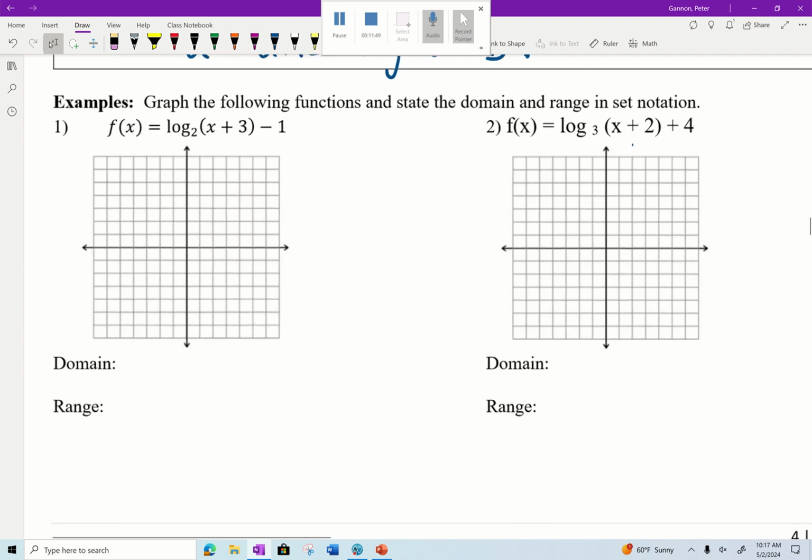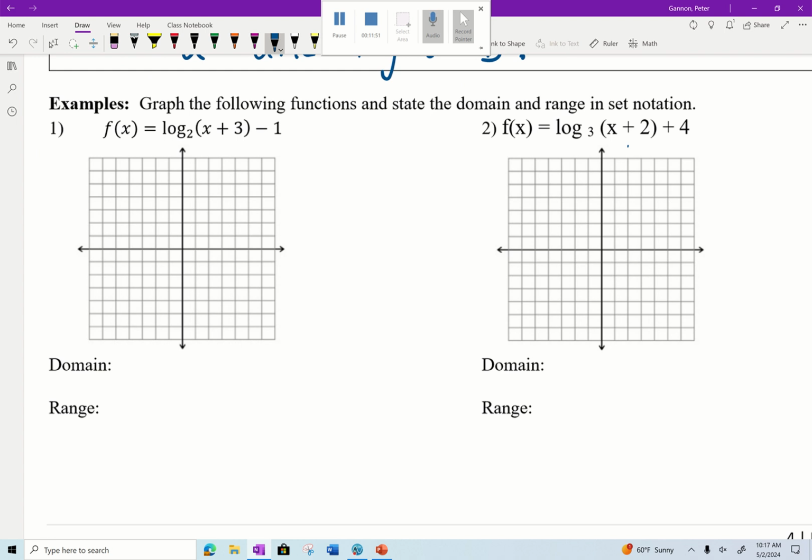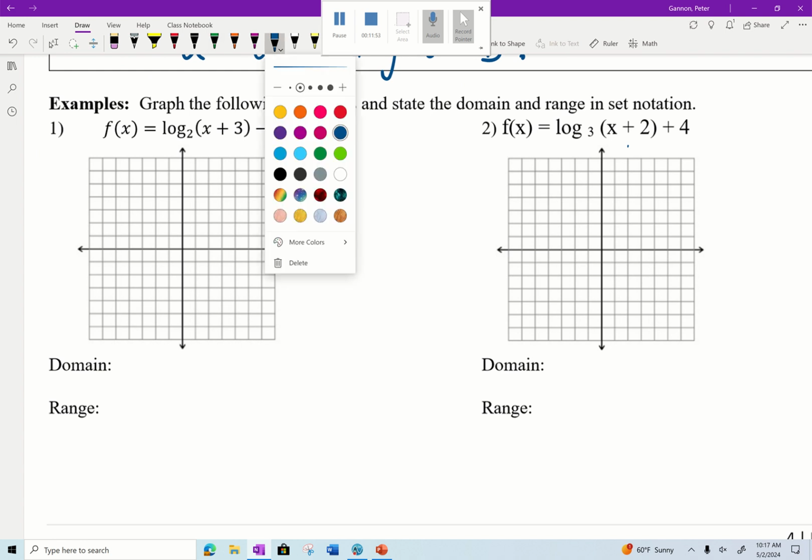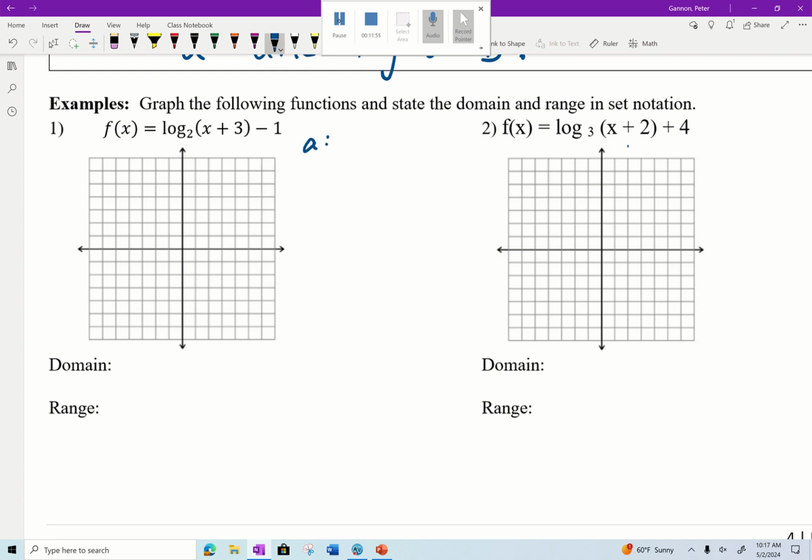All right, so if we take a look here, I'm going to go through this following all these steps. So if we start, I'm going to find A, B, H, and K, just so we make that a habit. Base is 2, that means A is 1. H will be -3, K is -1. So in terms of transformations, this graph is going to go left 3 and down 1.